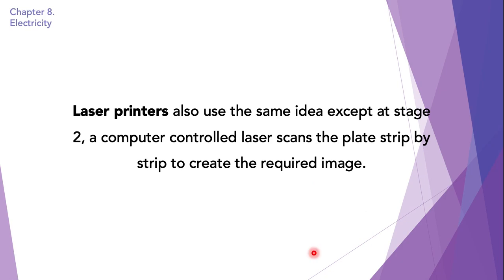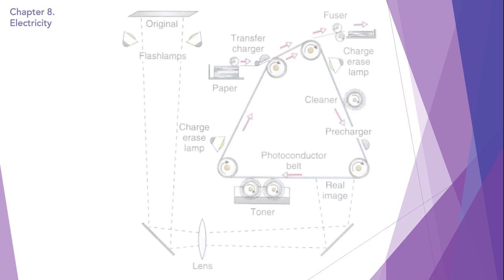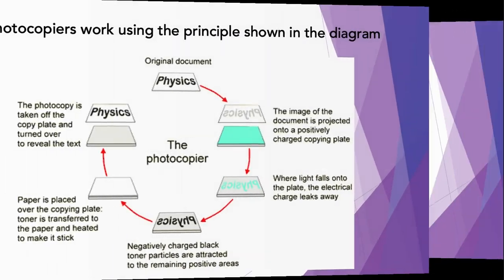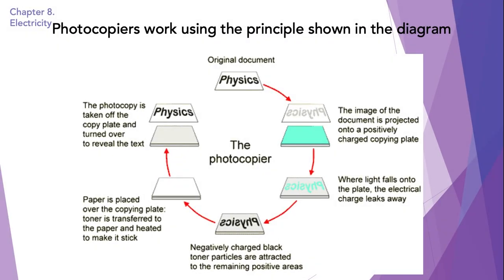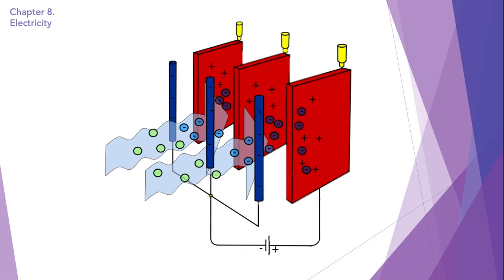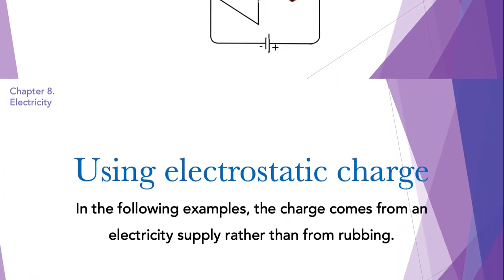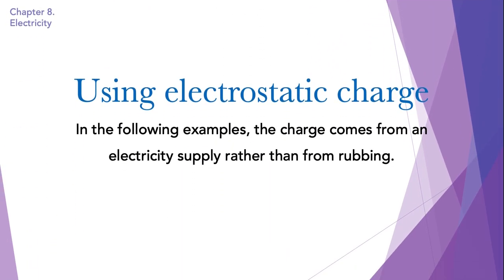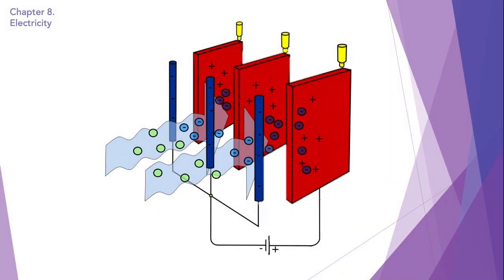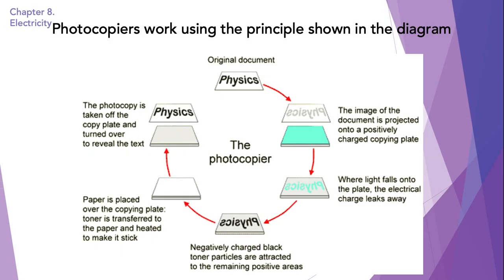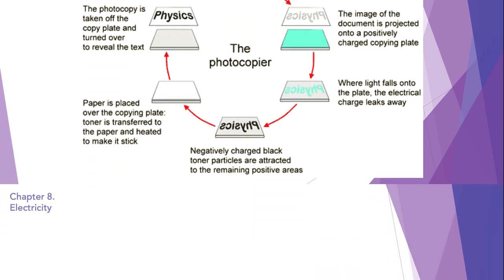So these were the different examples that use charges. This is basically the electrostatic charge, the charge which comes from an electricity supply rather than from rubbing. So this is how we use electrostatic charge. You saw many examples. The charge comes from an electricity supply, and we have many uses of this charge in different devices.